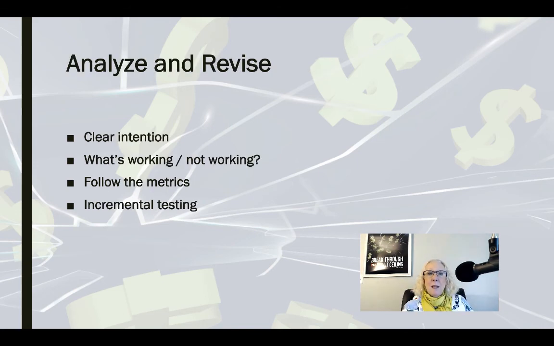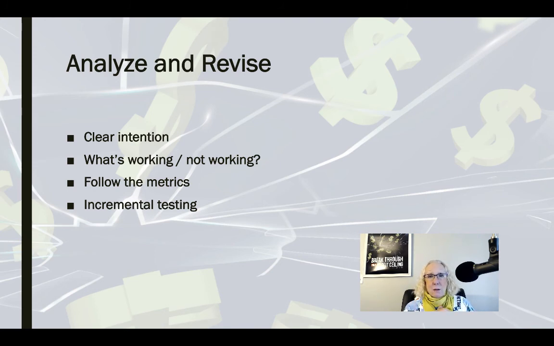The next step in the process, and kind of the last step in the process, is to analyze and revise. So with your emails, whether it's an individual email or an email automation campaign, you need to have a clear intention of what you want them to do so that you know whether it's working or not. If you don't have an intention of what exactly you want them to do, then how do you know whether it's working or not? How do you know if they're actually going on the journey that you want to take them through? So clear intention, look at what's working, what's not working.